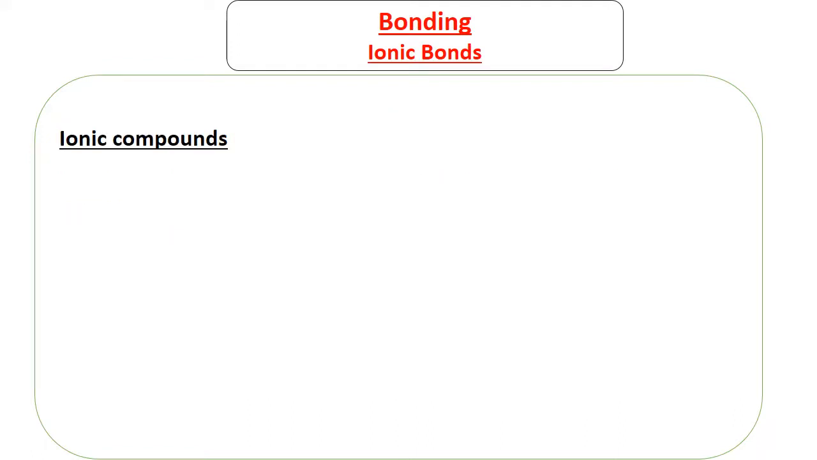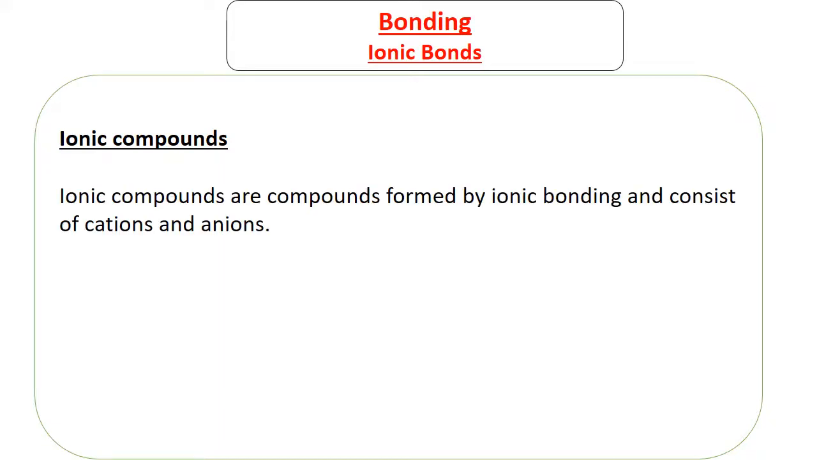So, ionic compounds. What are ionic compounds? Ionic compounds are compounds formed by ionic bonding and consist of cations and anions. An ionic compound is made of a positively charged ion called a cation and a negatively charged ion called an anion. Remember, when an atom loses 1 electron, it will have a charge of positive 1, and since it is positively charged, it is called a cation. The other one, which receives that electron, will have a negative charge, and it is called an anion.